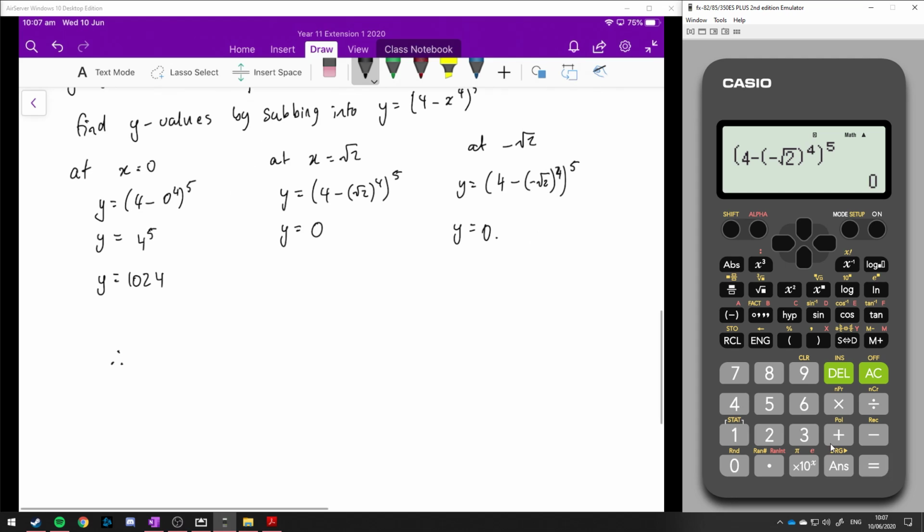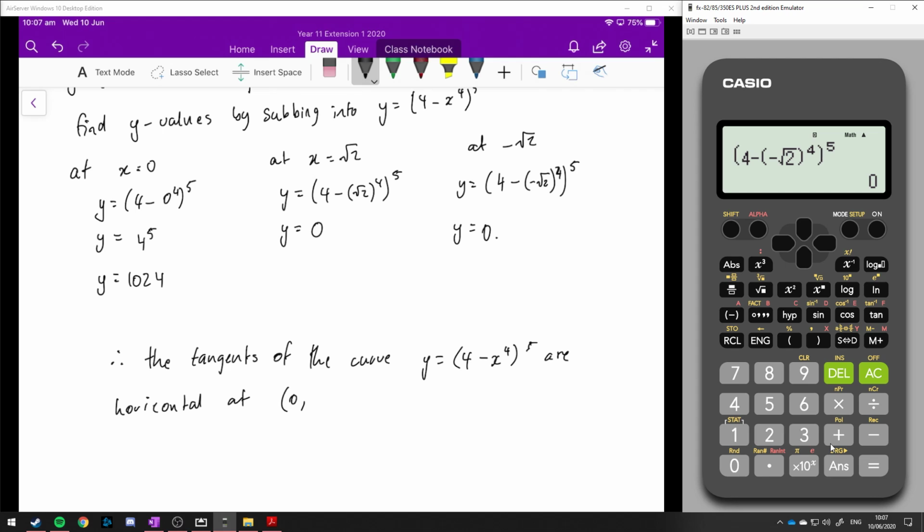So, therefore, the tangent of the curve y is equal to 4 minus x to the power of 4, all to the power of 5, is horizontal at 0, 1024, root 2, 0 and negative root 2, 0. Okay, so that's all we need to do for that one.